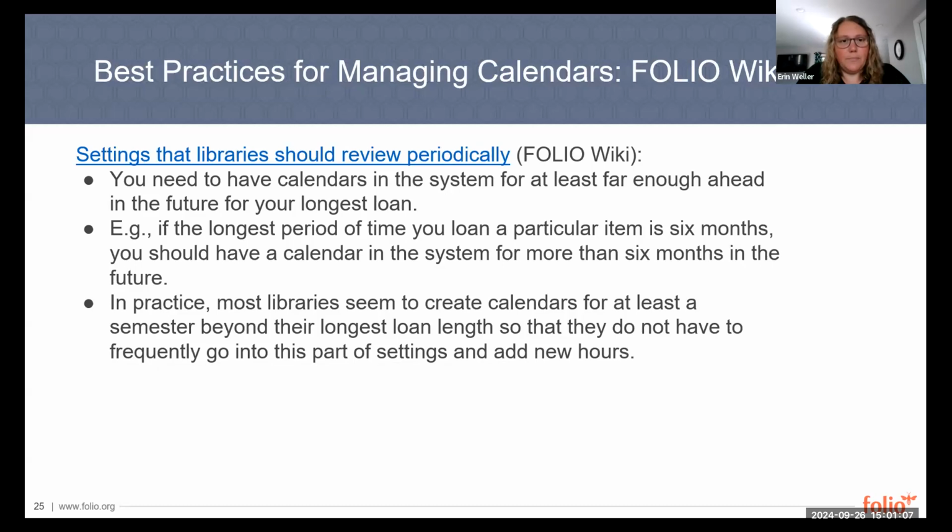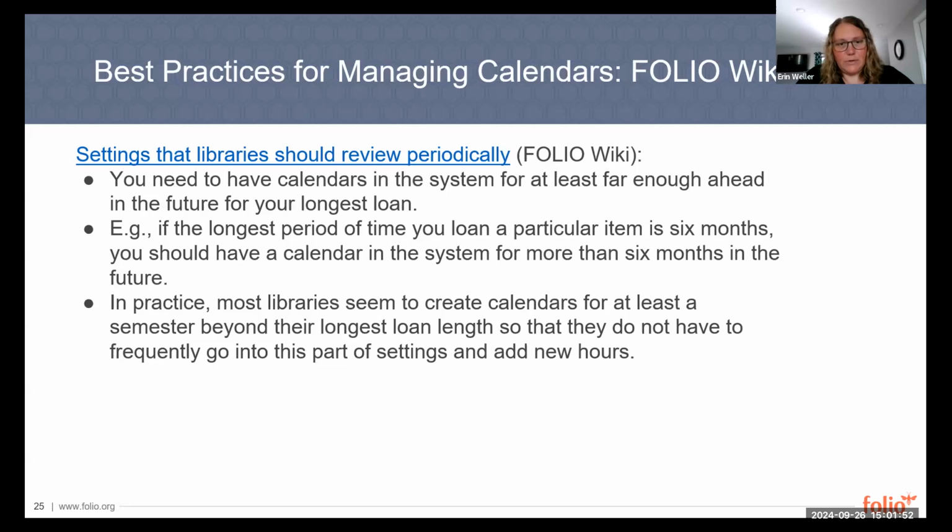So we suggest reviewing the Folio wiki for best practices and managing your calendars. On the wiki, it talks about settings that should be viewed periodically. You need to have calendars in the system for at least as far ahead in the future for your longest loan. So as an example, if your longest loan period is 6 months, you should have a calendar in the system that is more than 6 months in the future. As long as you continuously have that, you won't get that error message that I talked about in the beginning, that says there's not a calendar available at checkout.